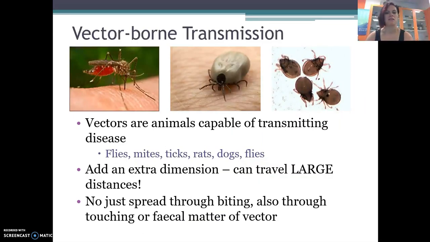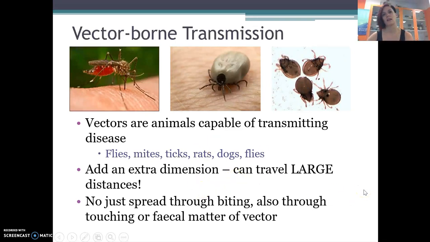Now, vector-borne transmission is really interesting because we're talking parasites here, and those vectors are transportation systems. So vectors are animals capable of transmitting the diseases, and we're talking flies, mites, ticks, rats. Mozzies are a really big one. They transmit things like malaria in areas that are tropical and there's a lot of mosquito growth or reproduction. So in areas where there's really still water, so around a really still creek or something like that, you have huge amounts of insect population and therefore potential for malaria. And it can travel really large distances.